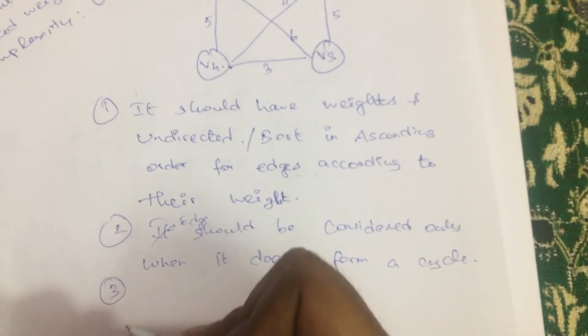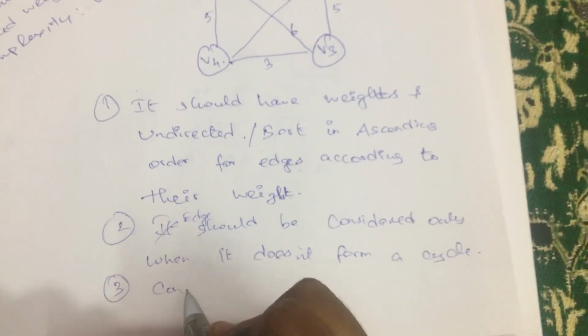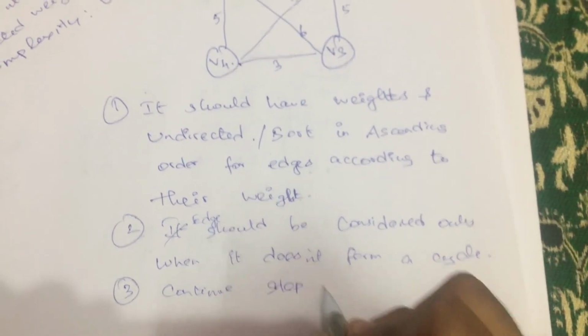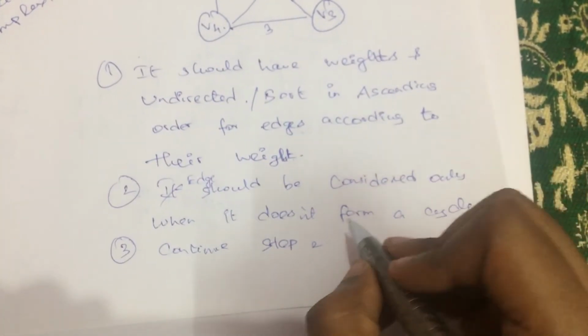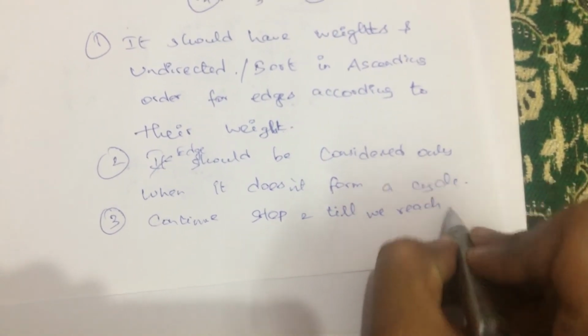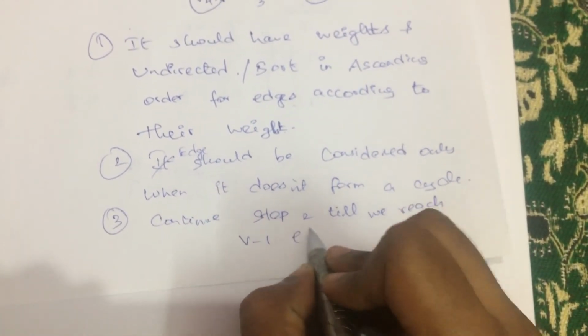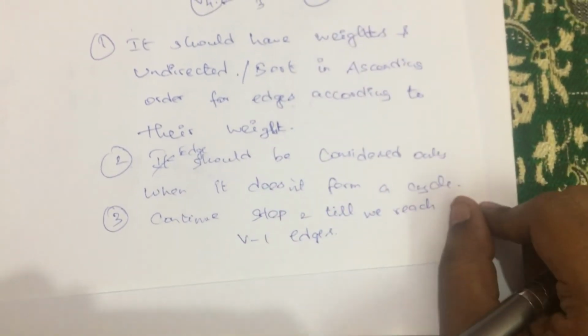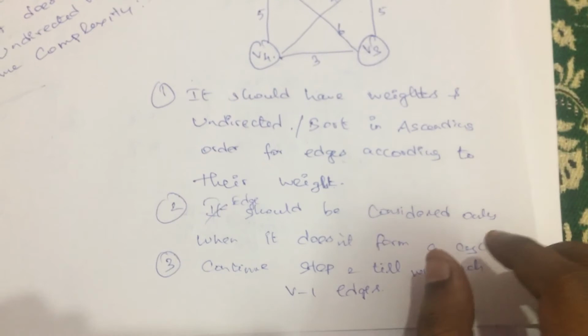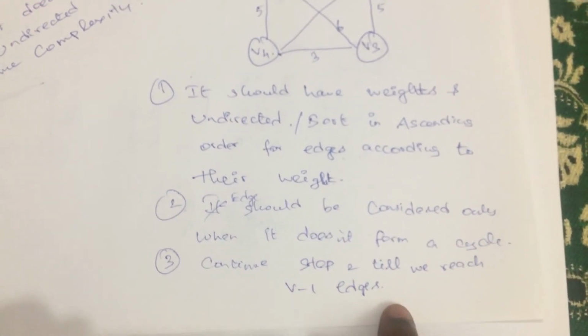And the last point is so simple: continue step 2 till we reach v minus 1 edges, right? So we have to continue step 2 till we reach v minus 1 edges. I hope you already remember this, that v minus 1 number of edges should be there.